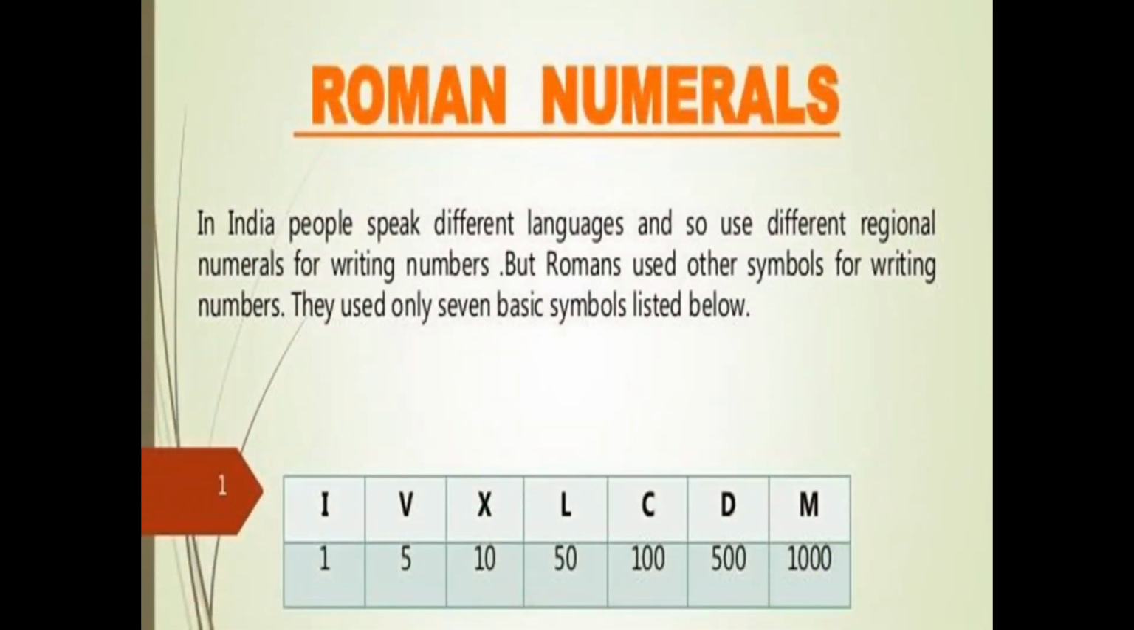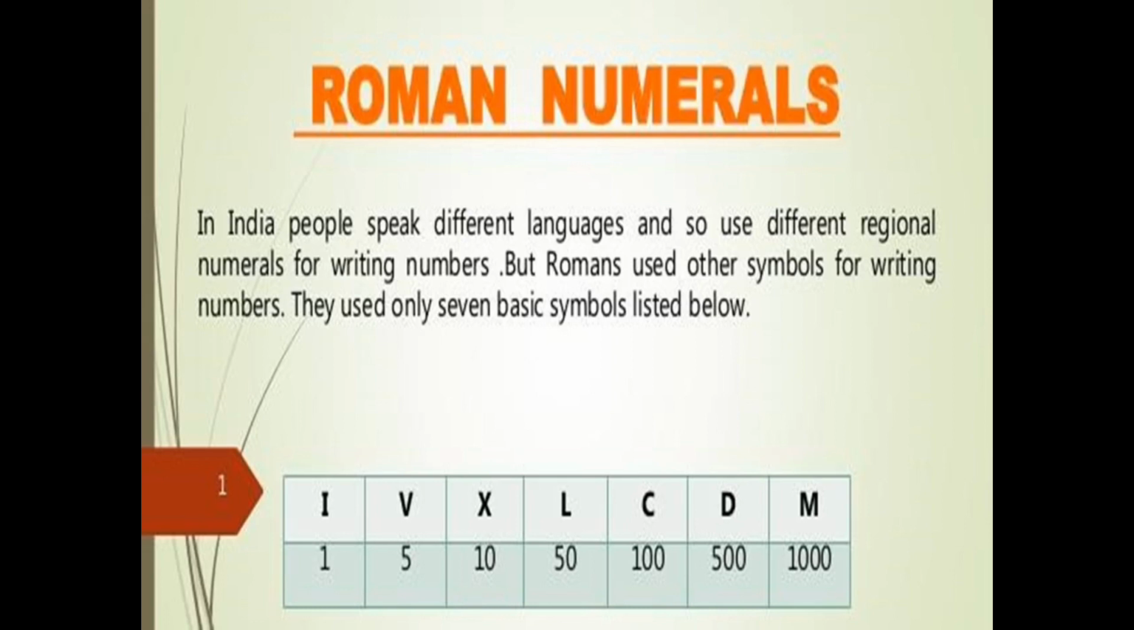Next topic is Roman numerals. In India, people speak different languages and so use different regional numerals for writing numbers. But Romans used other symbols for writing numbers. They used only 7 basic symbols listed below.